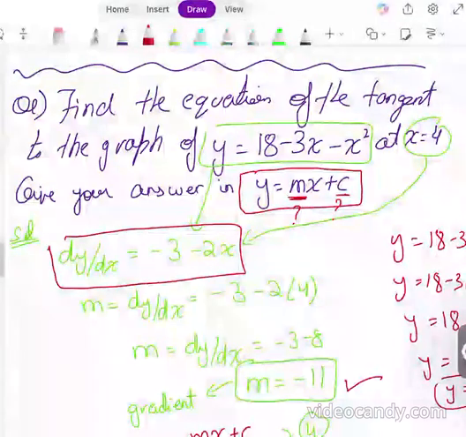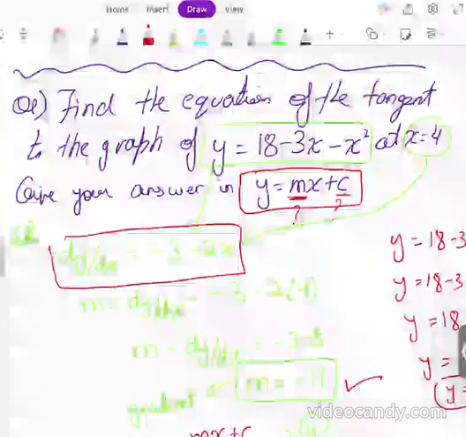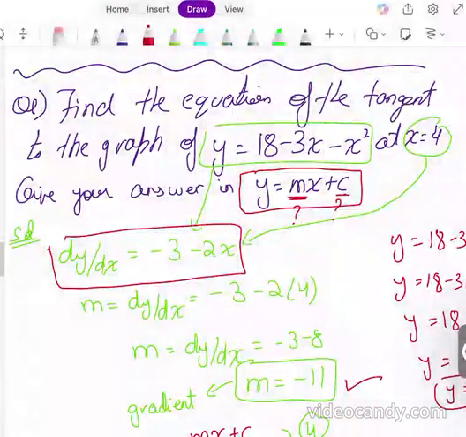Sir, I took out the value of m. I'm a little bit confused. What is the value of m? 22x? Sorry, 22. Yeah, 22.